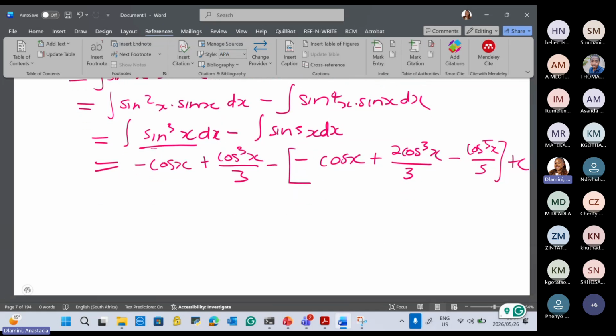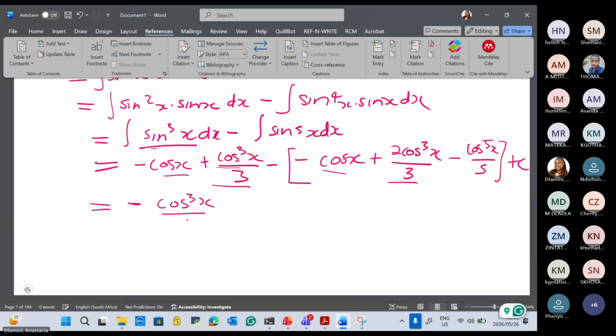Do you agree that this one will cancel that one? Yes, ma'am. So then this is equal to, look at this one and that one. What do I get the answer to be? It will be 0, also 0. So how would it be 0? It's 2, right? This will be cos cubed x.